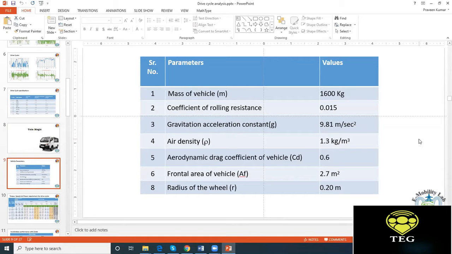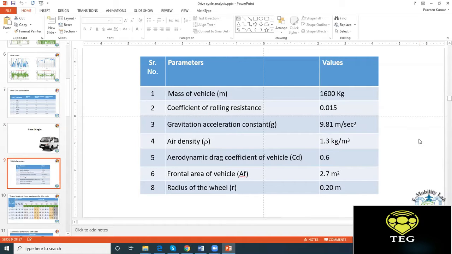Then the rolling coefficient, or rolling resistance, was around 0.015 for this vehicle. The gravitational acceleration constant is 9.8 meters per second squared. It's not specific to a vehicle, it's a universal constant. Then air density is around 1.3 kilograms per meter cubed, which is again independent of the vehicle. But point number 5, the aerodynamic drag coefficient or CD, is a vehicle dependent parameter. That was around 0.6, and the frontal area of the vehicle was 2.7 meters squared for Tata Magic, and the radius of the wheel was 0.2 meters.